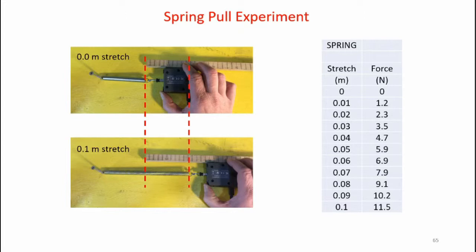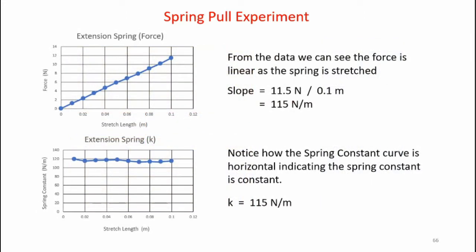The table at the right shows the data that I collected as I stretched the spring. Now plot that data here. You see the force versus the stretch length forms a relatively straight line, which forms a triangle. If I calculate the slope of that line, I come up with 115 newtons per meter.